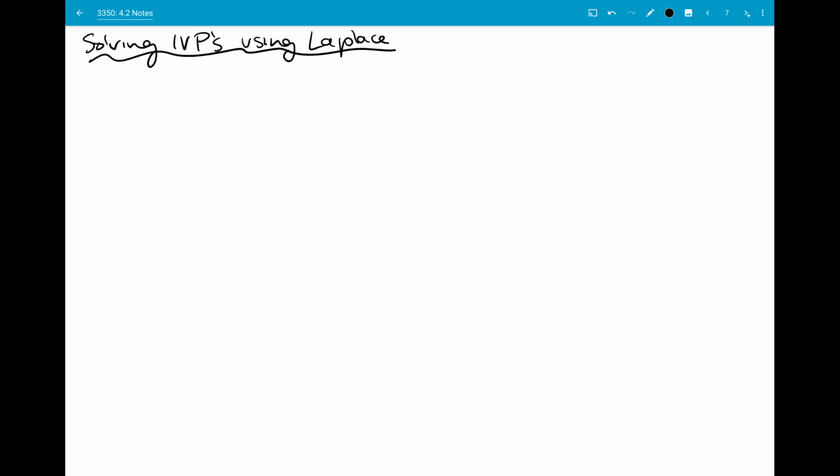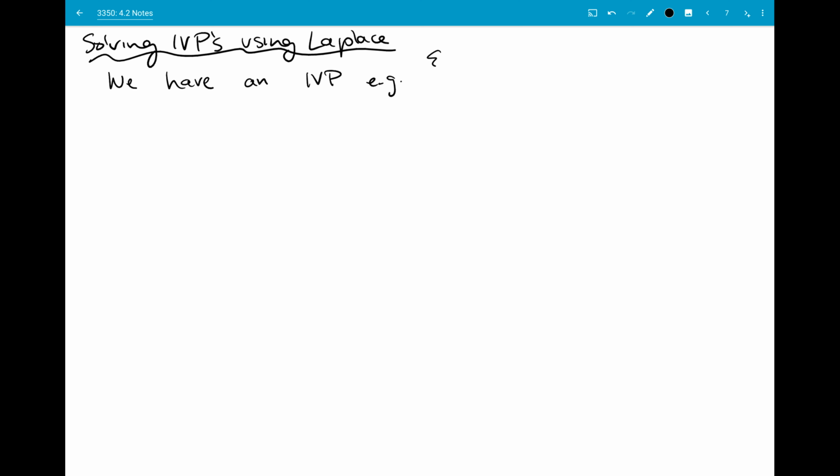Okay, so now we have all the basic tools we need to be able to solve an initial value problem using Laplace transform. And just a reminder of what an initial value problem is.